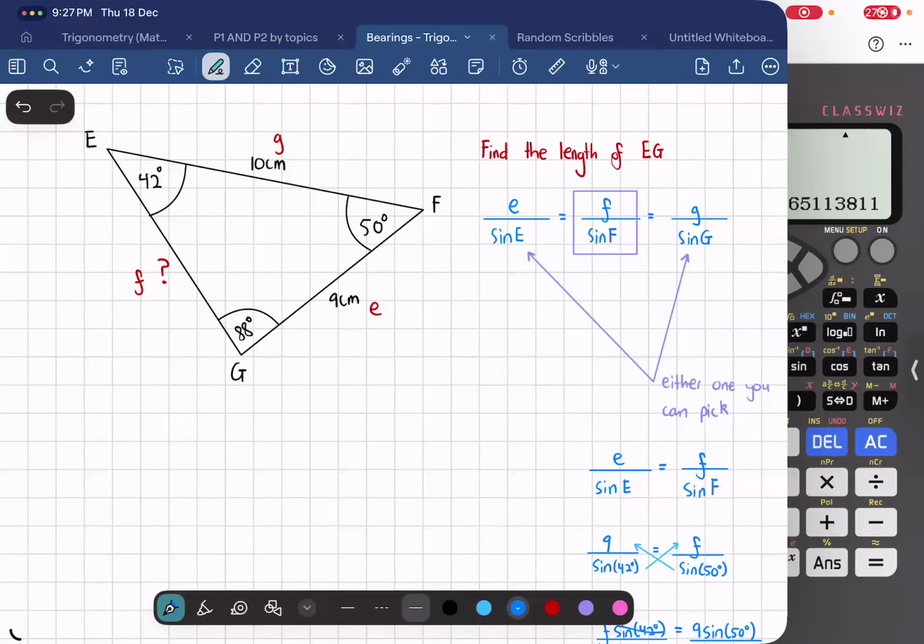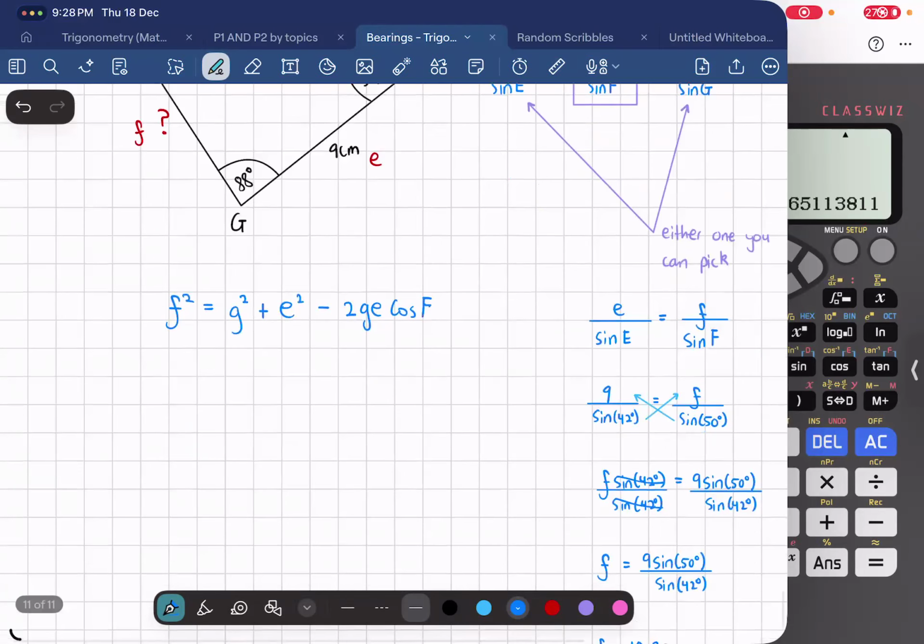50. What's the side opposite 50? F. Right, so you're gonna write f squared, and then you're going to write the other sides. What's the other side after f? G. So you put g squared plus e squared, then minus 2 g e cosine F. You see how fast it comes back to you?